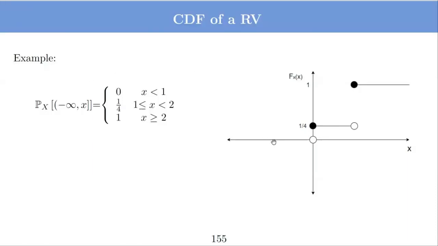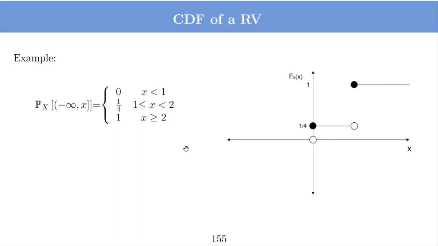And if you plot it, it will look like this function. Up to 1, it is 0. Exactly at 1, it becomes 1/4, stays there until 2, and at 2, it becomes 1. So this is actually a discrete function with two discontinuities, one at 1 and another at 2. And the final value is 1. So this is one example of a random variable, and the CDF is given as this.